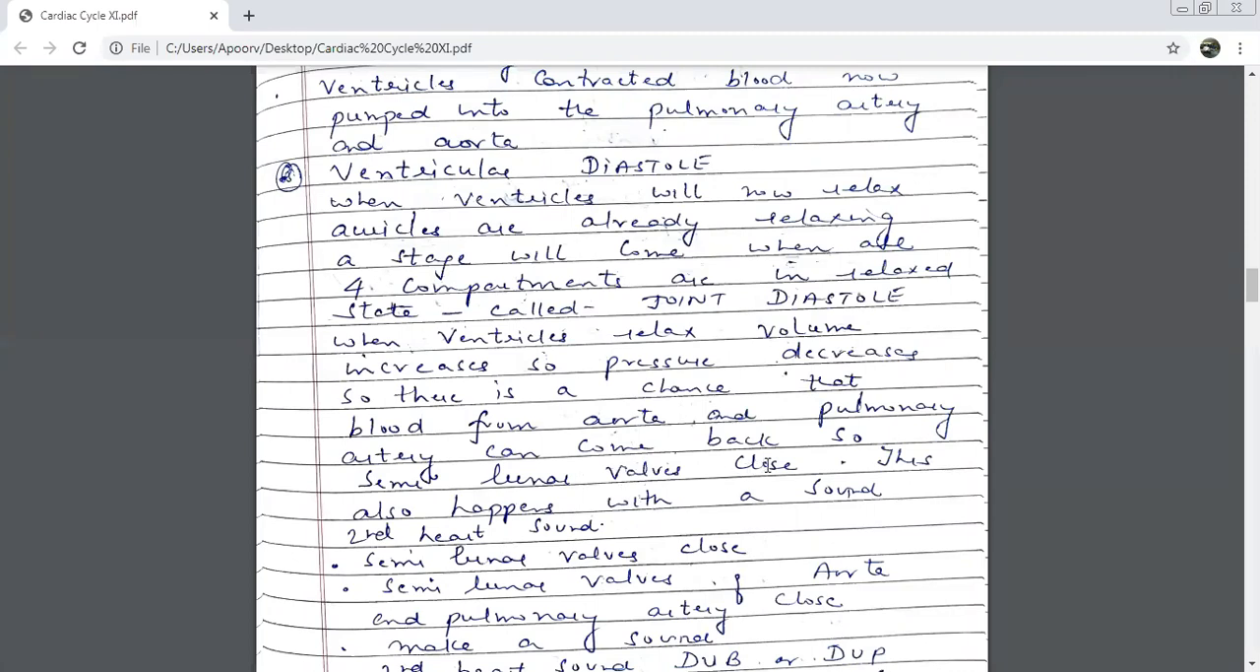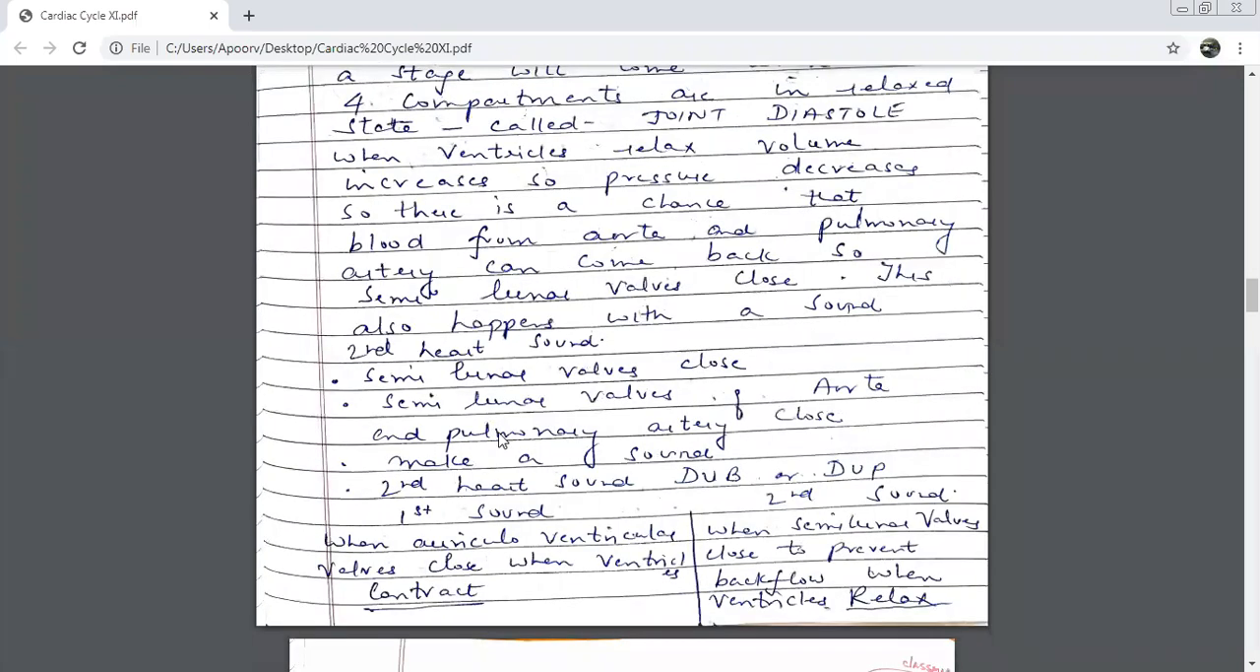So what happens now? These semilunar walls will again close down. Why are they closing down, beta? They are closing down because the blood should not come back from the aorta and pulmonary artery back to the ventricles. This closing will again make a sound. And this is what we call the second heart sound. What is it called as? Your second heart sound. Semilunar walls are closing. The semilunar walls of aorta and pulmonary artery close. They make a sound which is known as the second heart sound, dub or dup, D-U-B or D-U-P. So which is the second heart sound? Dub or dup.